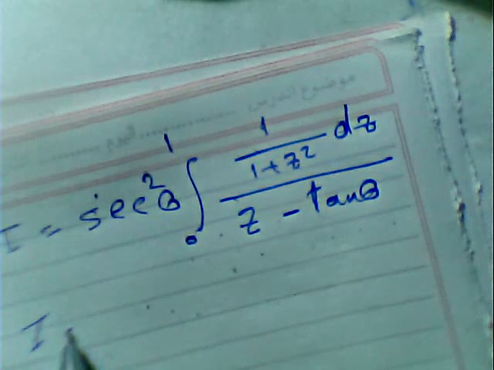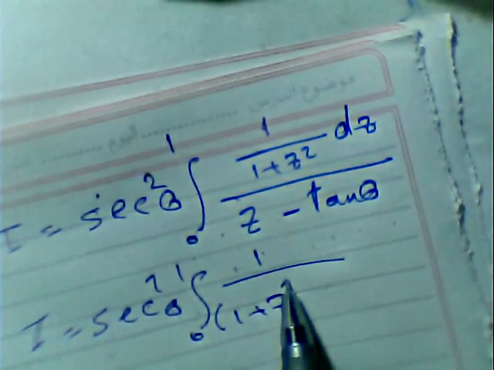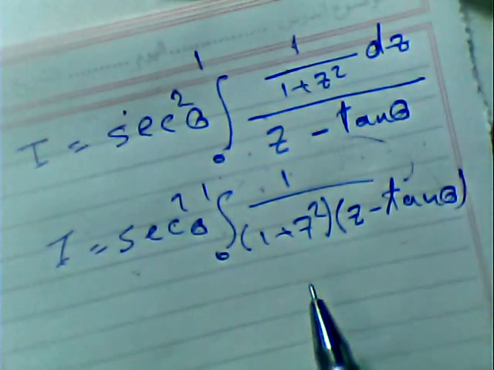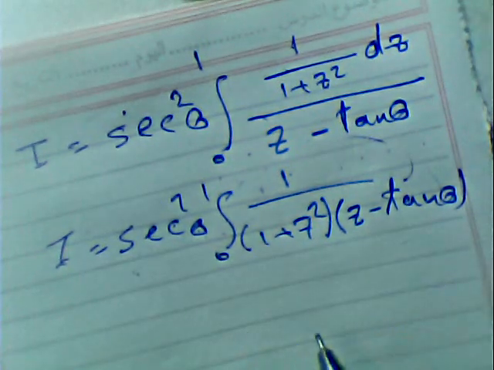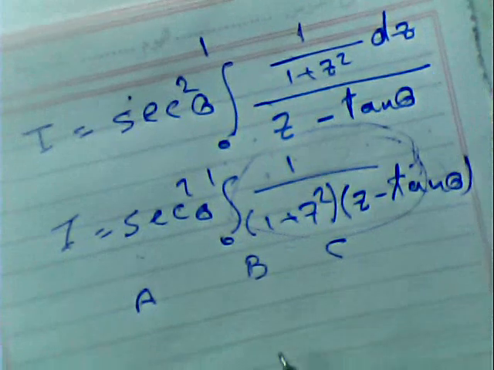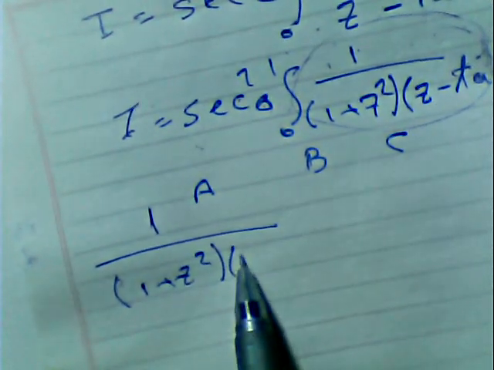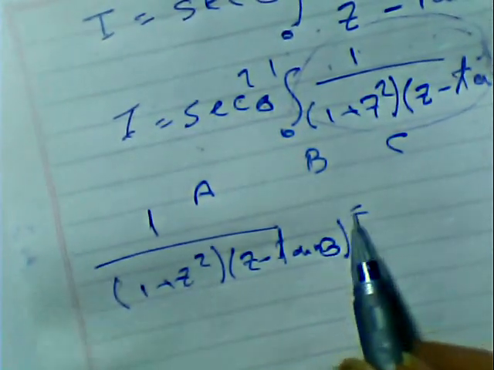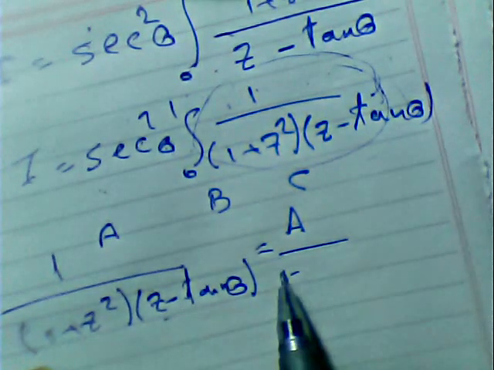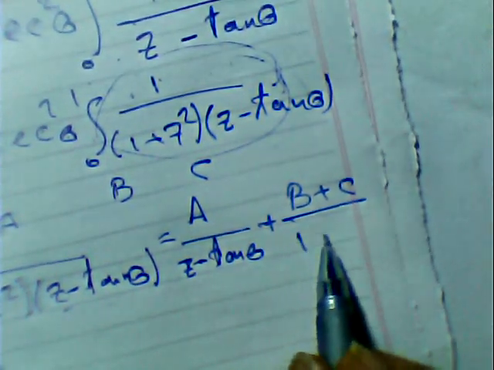Okay, then I equal sec squared theta integral from 0 to 1 of 1 over 1 plus z squared multiplied by z minus tan theta. We can find this integral by a partial fraction relation. We can put the same a, b and c: 1 over 1 plus z squared multiplied by z minus tan theta equals a over z minus tan theta plus b z plus c over 1 plus z squared.